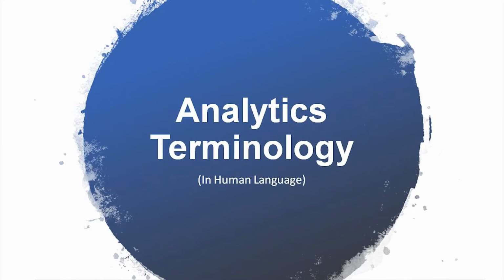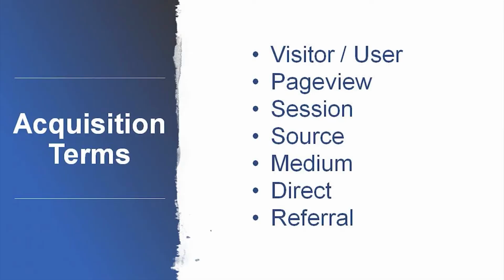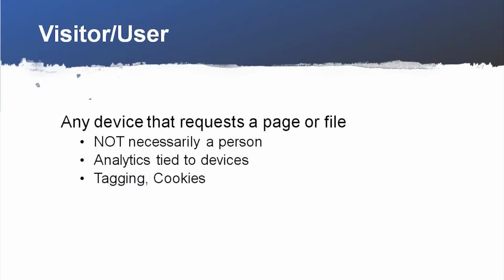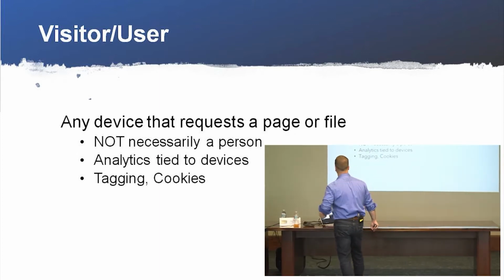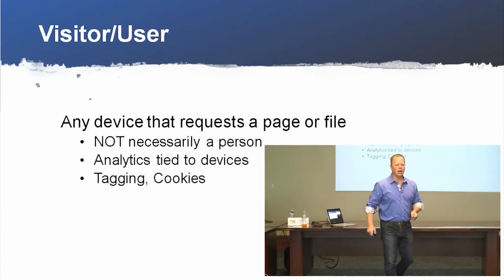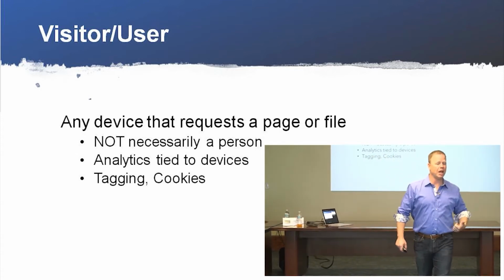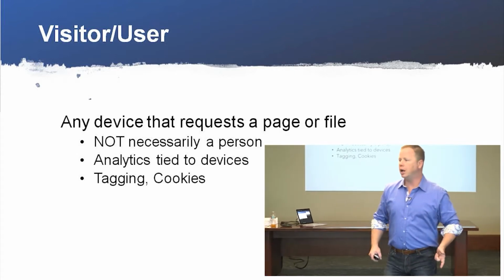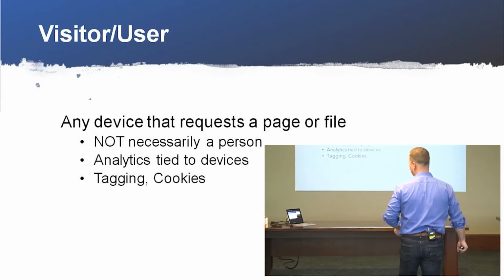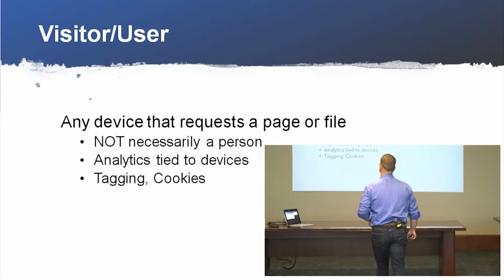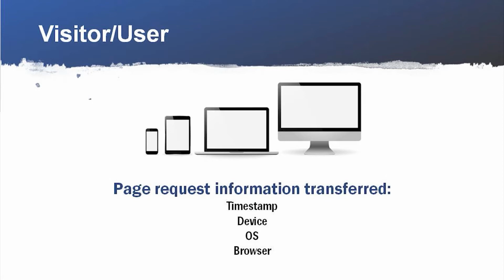Terminology of analytics. I want to make sure we are all on the same page when we talk about analytics and understanding what these numbers mean. So visitor, as I said, is not a person, it's a device. It's any device that requests a page or a file, and by that I mean if it requests a PDF, if it requests an image, anything like that, that is a visitor or a user according to Google Analytics. Everything's time-stamped. They know what device you're on, what operating system you're using, what browser you're using.